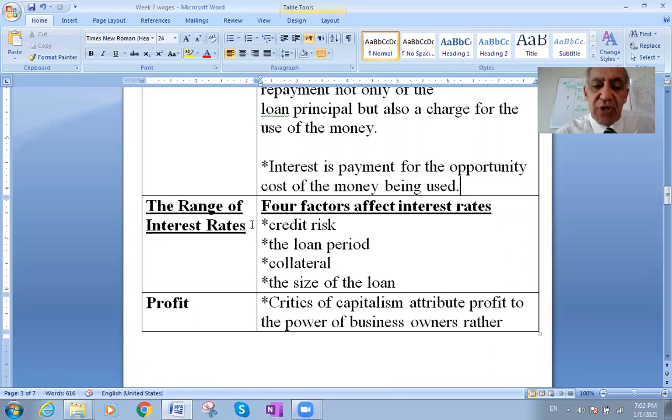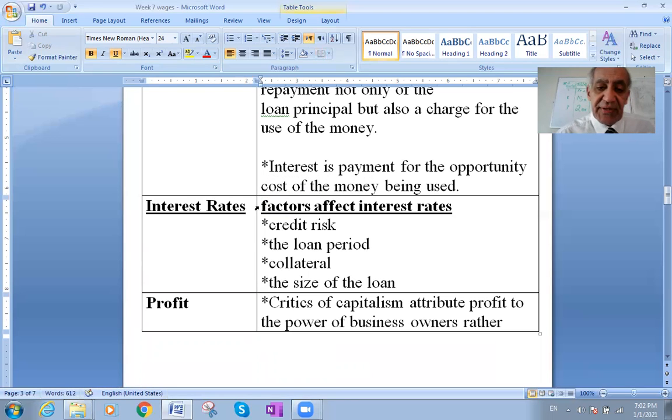How about the range of the interest rate? What are the factors that affect the interest rate? What are they? The credit risk.